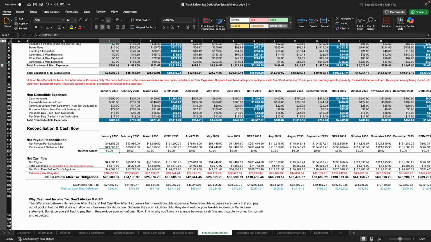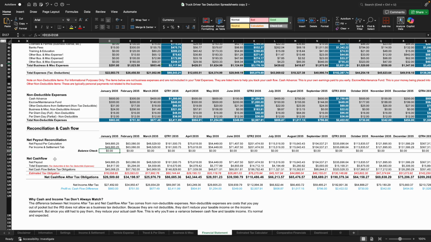So cash flow is just looking at your total money coming in minus your total money going out, regardless if it's tax deductible or non-tax deductible, right? It doesn't matter. Just looking at how much cash you got in and how much cash you had to pay out for that period.